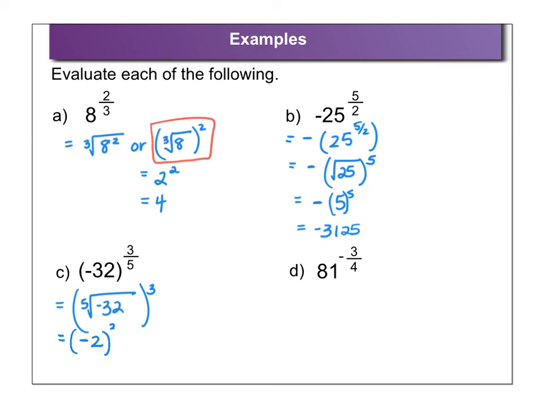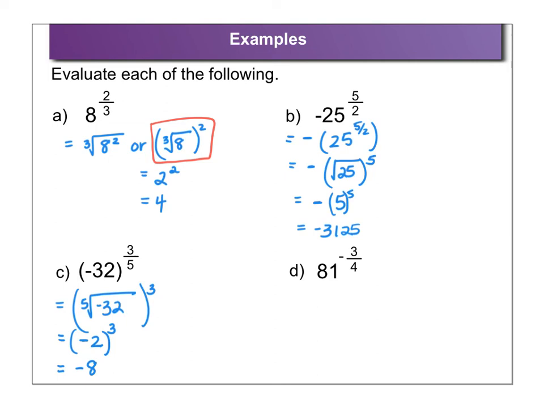I'm going to copy down the exponent that I have there that came from the numerator of my fractional exponent, and now I'll evaluate that power. Negative 2 times negative 2 is positive 4, times negative 2 is negative 8. Let's take a look at the last one.